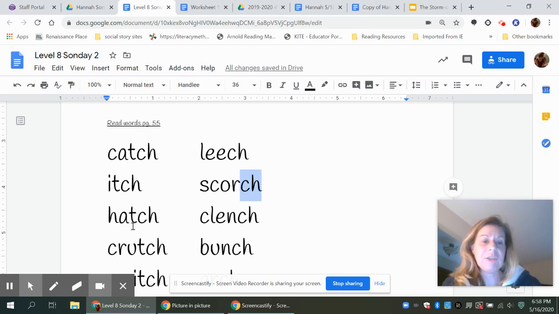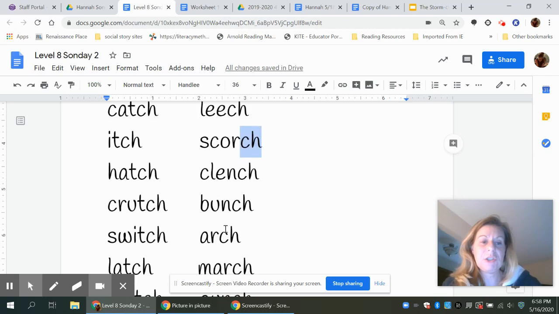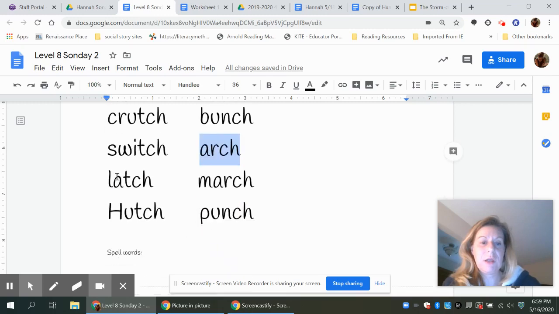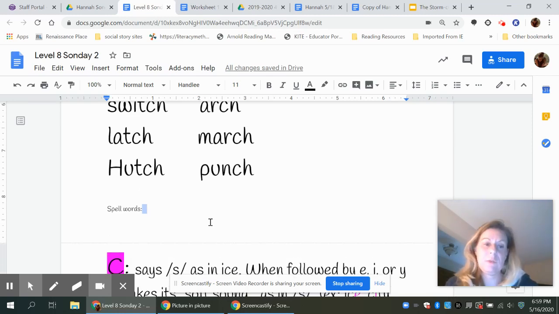Okay, you're going to notice that this side has the TCHs and this side has the CH. So this is hatch, clench, crutch, bunch, switch, arch, latch, march, hutch, and punch. Good. You can pause the video and then you can practice reading those words.